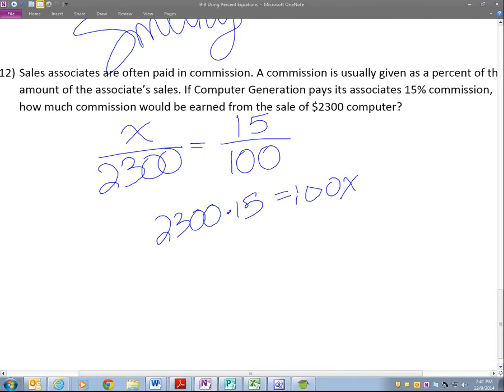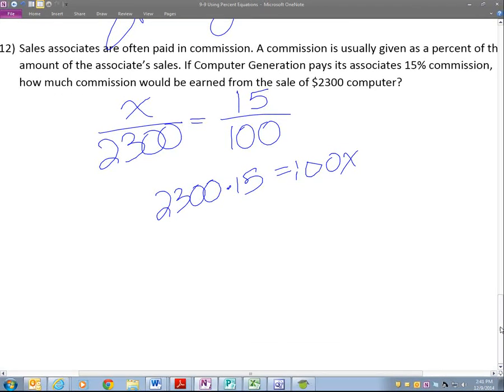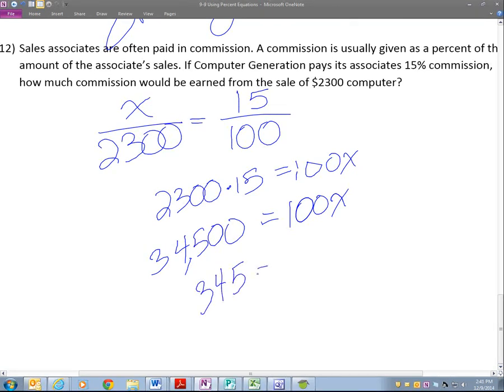Okay, so 2300 times 15 is going to be, because there's another zero, yeah, I left out a 0 because I did it in my head. So it's going to be 3450. Because I did 1 times 1.5, so it's 34,000. $345. Is that what you got? Yep, I had it off. I did that in my head. I left out a 0. So the commission is $345.